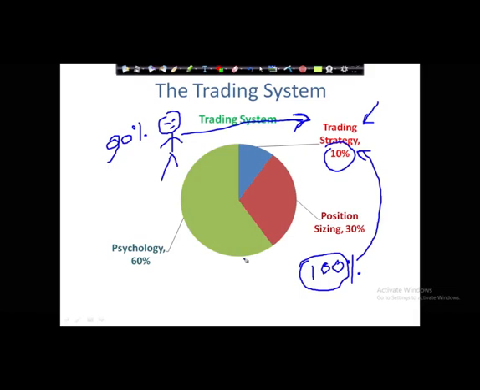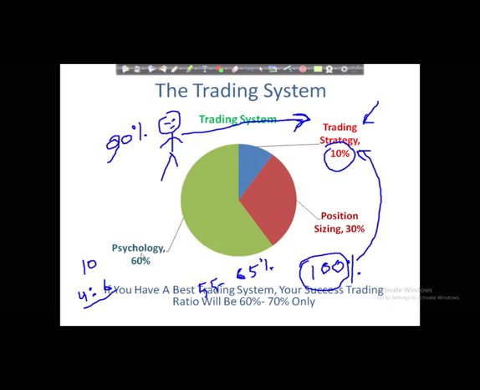Successful traders have only a 55 to 65% success ratio. If they trade 10 trades, successful traders have around four losses and six profits. That is the average ratio.